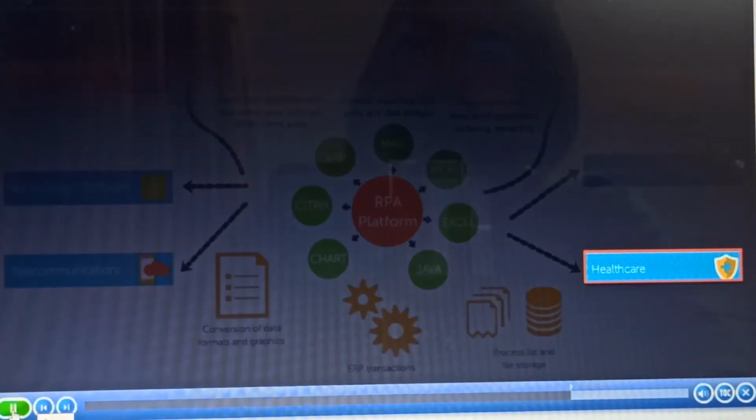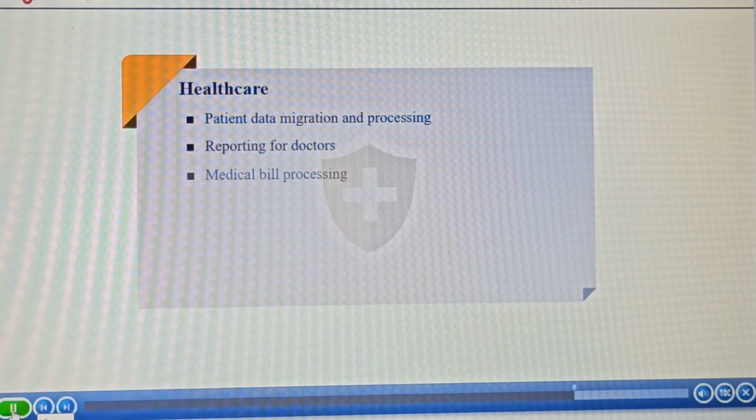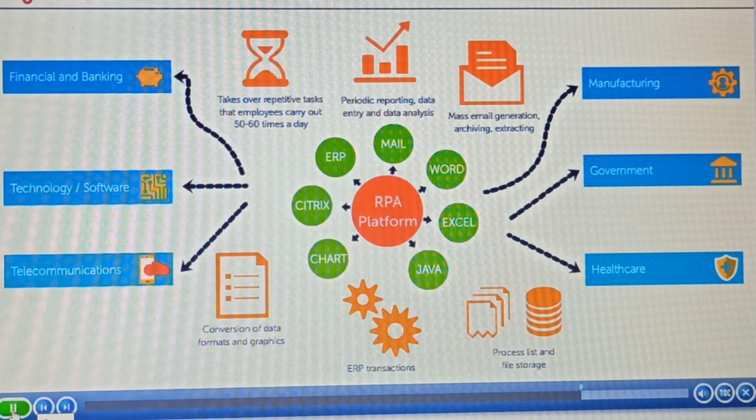In the healthcare industry, RPA is widely used for patient data migration and processing, reporting for doctors, medical bill processing, insurance data automation and claim processing, triggering emails from medical billing systems, claim status and eligibility automation, and patient record storage. Usage of RPA is not confined only to these industries. It is said that with RPA, possibilities are endless.